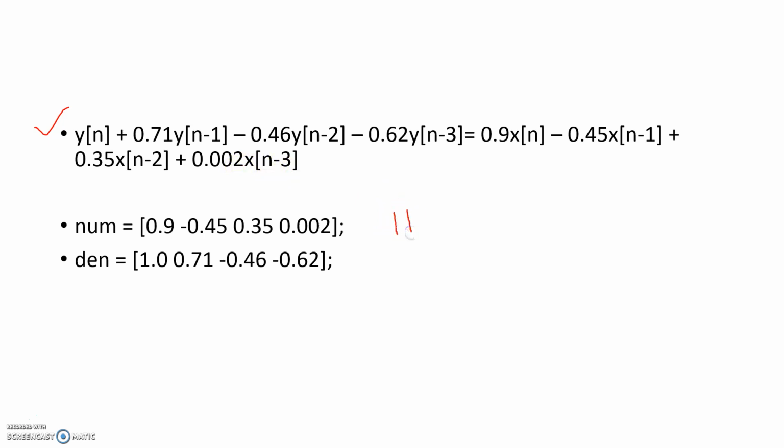Now the first step is to calculate H of z, that is, calculate the z transformation of your system. Okay, how to calculate? Very simple. Take the whole difference equation in the z domain, then you just calculate Y of z by X of z. So in the numerator here it will be Y of z, and in the denominator it will be X of z, right?